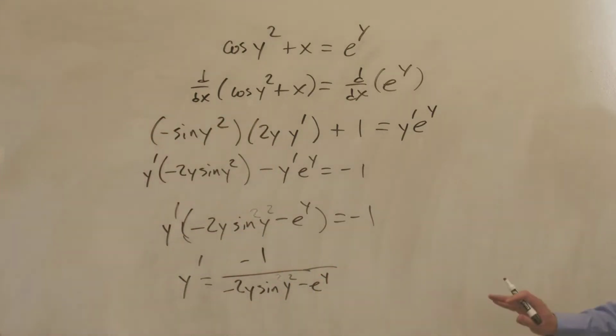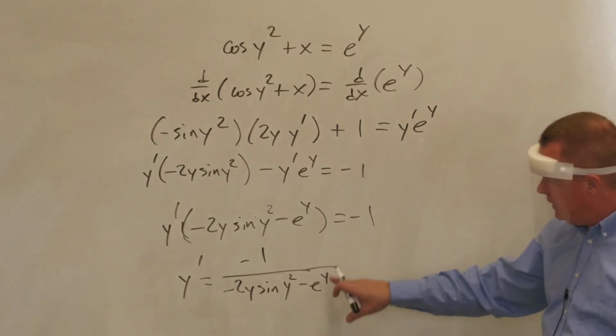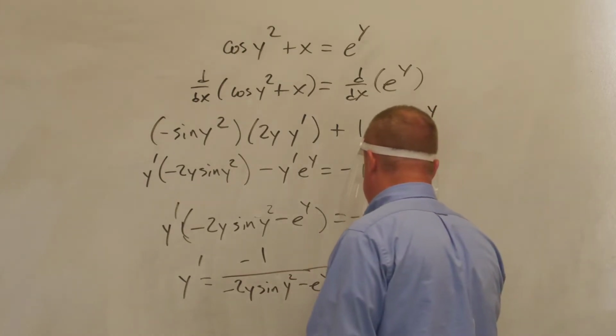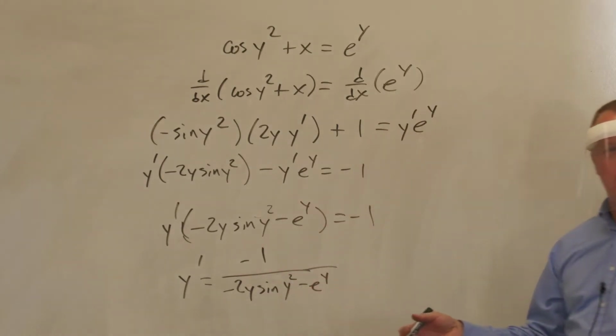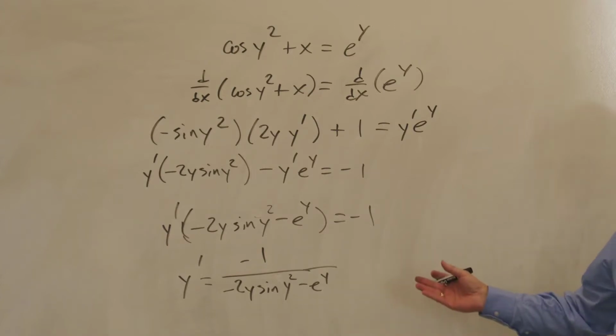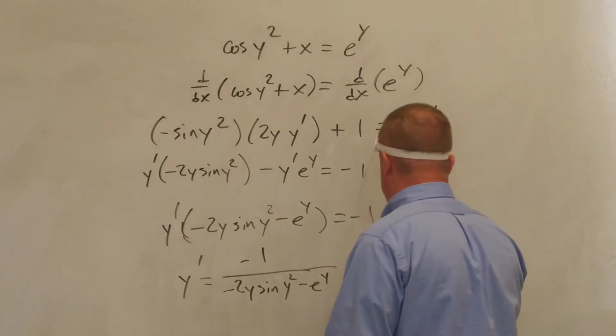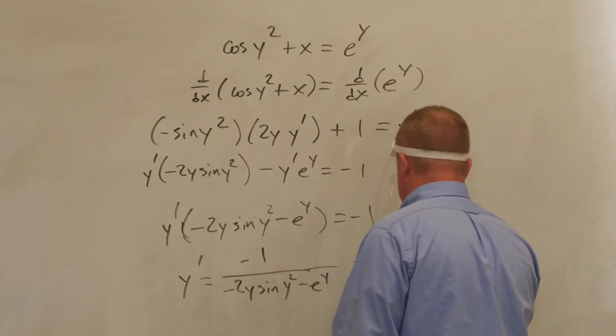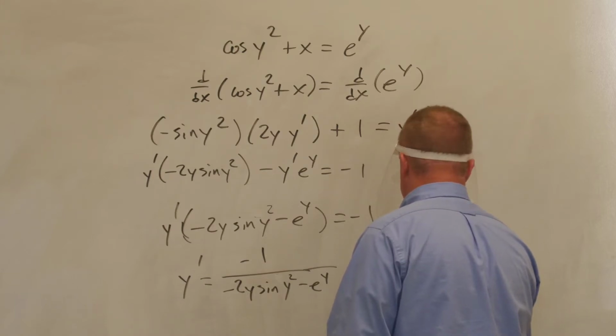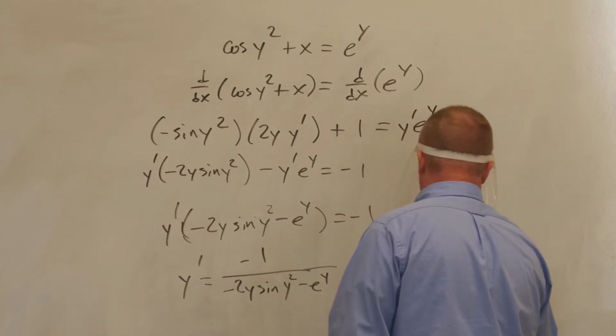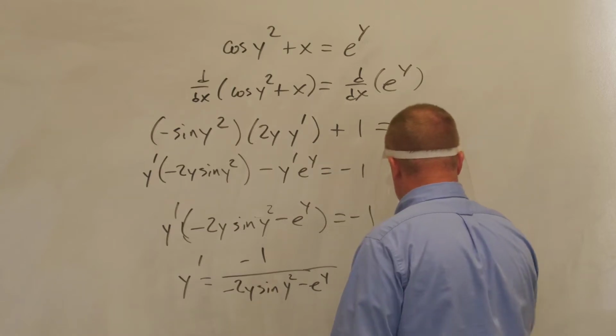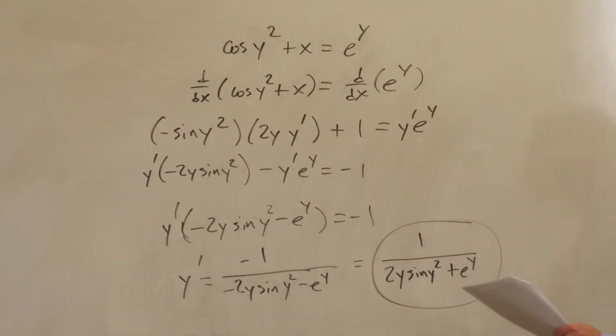Okay? Now, I got all these negatives in there. So let's just say if I divide the top and bottom by negative 1, it changes all the signs. So I would get 1 over 2y sine y squared plus e to the y. And that's a good answer there. Okay? Any questions about that one?